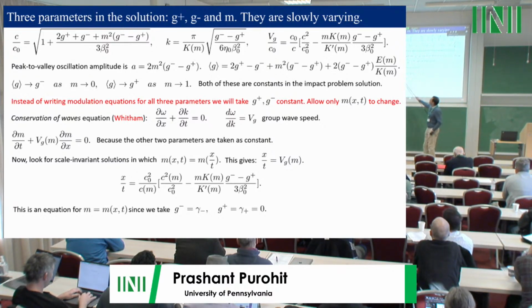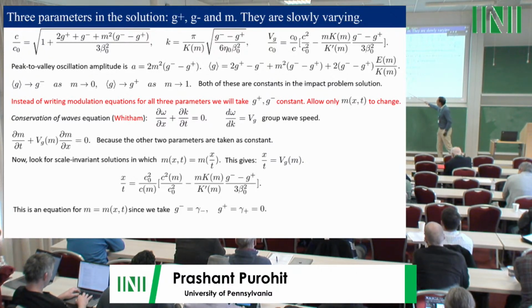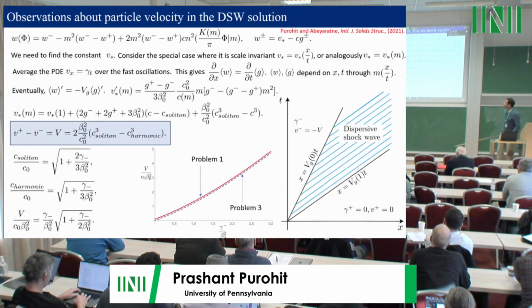And the conservation of waves equation is going to be used in order to determine the variation of that m(x,t). If you assume that this is a scale invariant solution, then you can obtain what the variation of this m(x,t) looks like as a function of x by t because of the scale invariance. And then this is the result that we get. And then we can use that result to do various things.